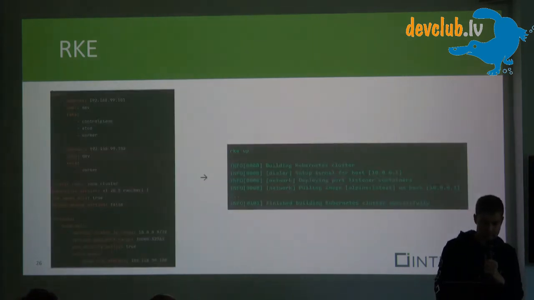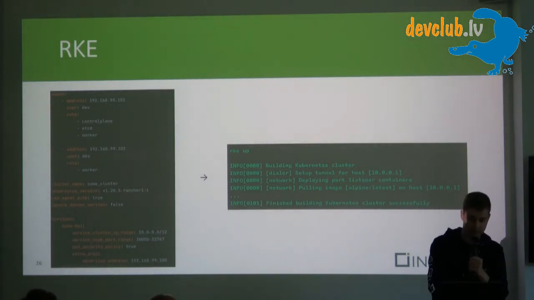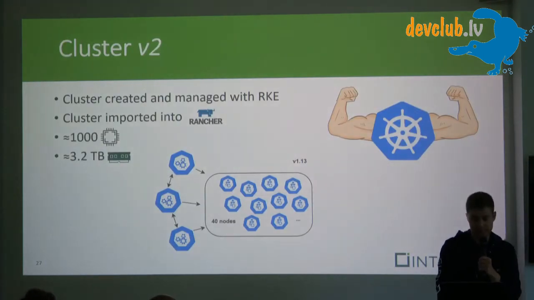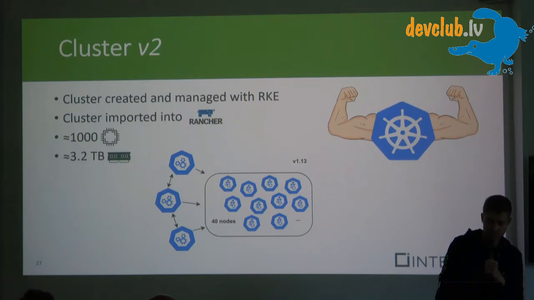And using RKE, the cluster can also be described in one YAML file. And by running one command, it can be recreated, which is pretty cool and easy. So we used this approach, used RKE, and created our new cluster with it. We also deployed Rancher and imported our RKE cluster there. And in the happiest days, our cluster had 14 nodes, 3 masters, and, I'd say, a lot of resources.